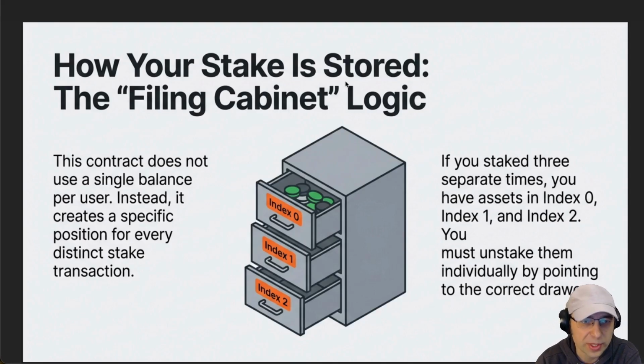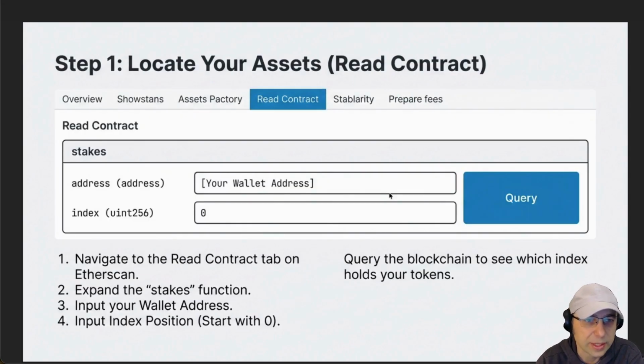When you stake the tokens, it usually has some index which shows in which filing cabinet your stake is. So maybe you do multiple stakes and you will have different stakes in different cabinets and different indexes. So you have to pay attention to that. This is how it looks on Etherscan.